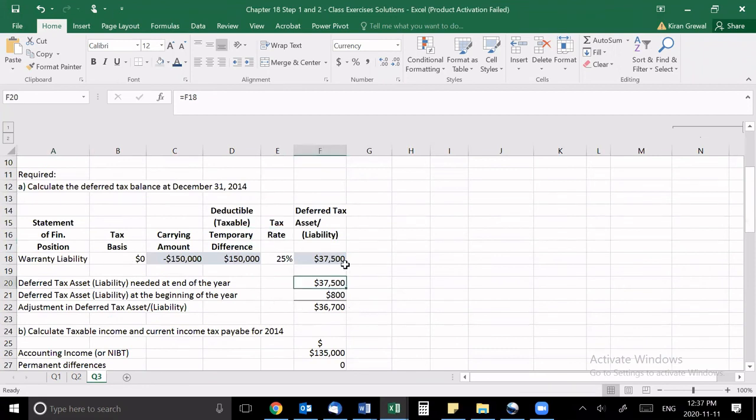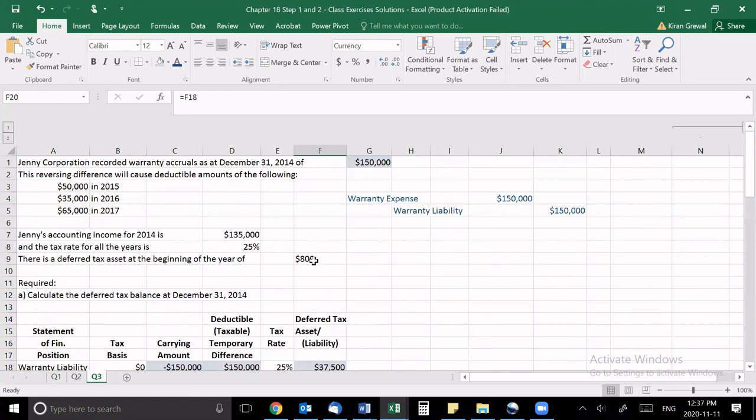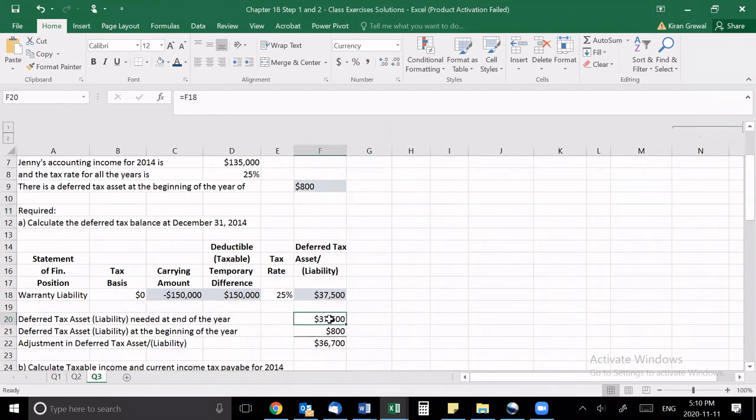So 37,500 is what the ending balance of a deferred tax asset should be. We need to compare this to what the opening balance is. So it tells us here that there is a deferred tax asset at the beginning of the year of 800,000. We want the ending balance of our deferred tax asset to be 37,500. If the opening balance is 800, what is the journal entry that we'll need to do to get that balance to 37,500? So let me just do a quick T account so we can determine what we need to do here.